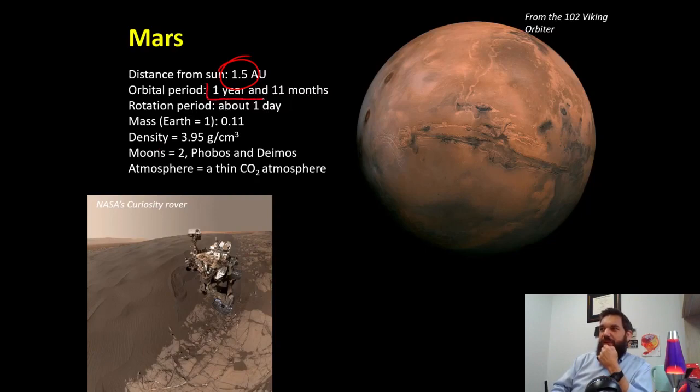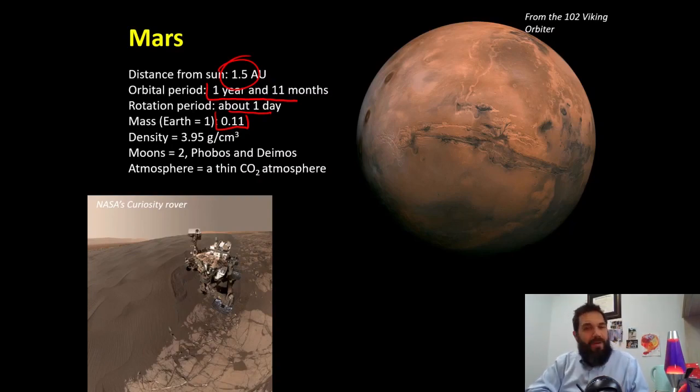It has an orbital period of 1 year and 11 months, so it takes about 2 of our years to go around. It has a rotation period very similar to Earth. It takes about 1 day. So if we ever had Martians, humans living there, they would have days similar to Earth. But notice it only has a mass of about 11% of that of Earth. So it's a much, much smaller planet than Earth.